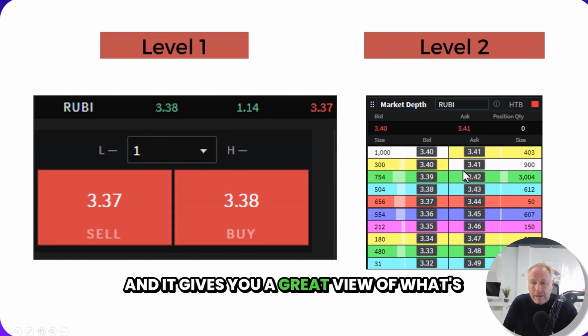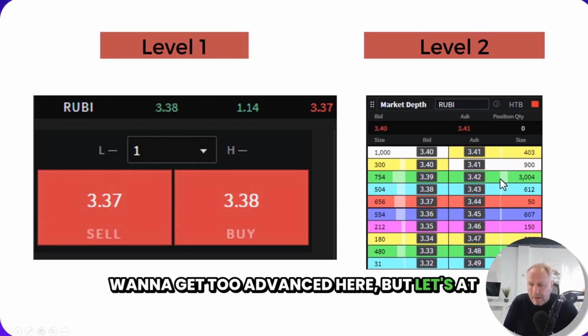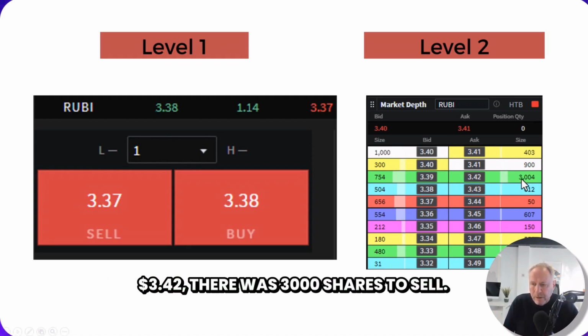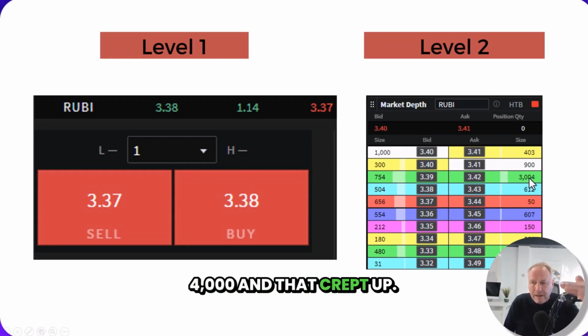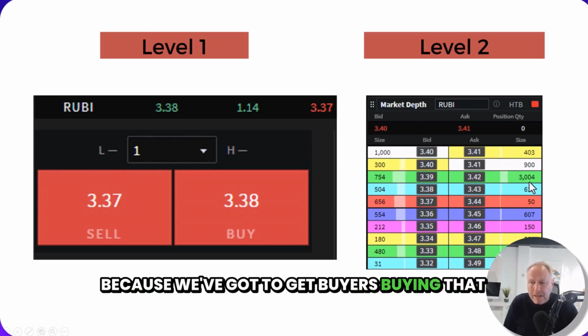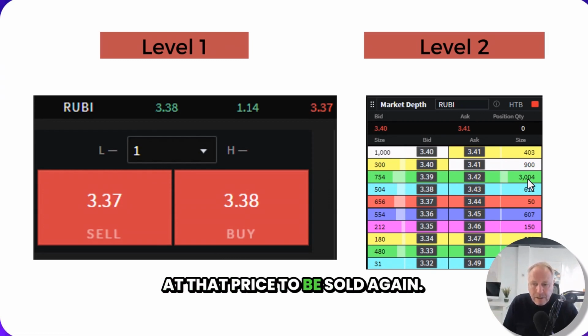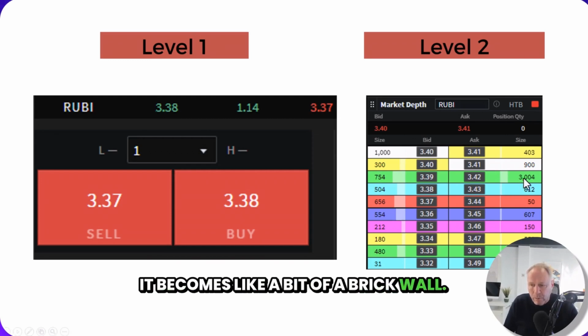It gives you a great view of what's going on, because let's say, and I don't want to get too advanced here, but let's say at $3.42 there were 3,000 shares to sell, 4,000, and that crept up. Well, that becomes like a ceiling, because we've got to get buyers buying that, as there are loads of shares available at that price to be sold, and it becomes like a bit of a brick wall.